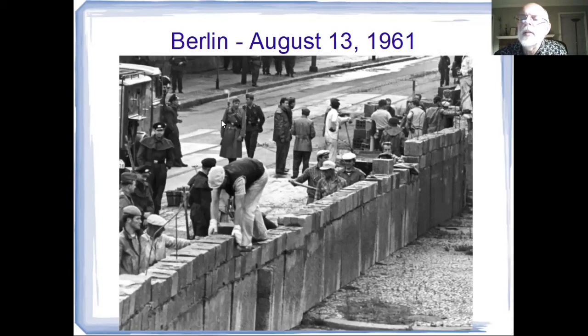As you can see, there were also armed guards behind it. One famous picture, I don't have it here, is of a soldier jumping over barbed wire and disposing of his gun at the same time.